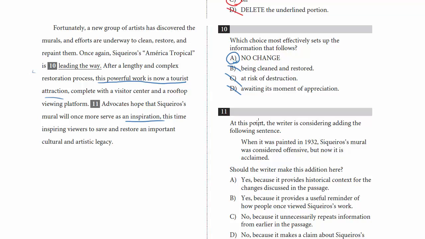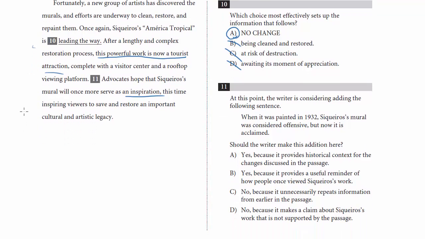It's a tourist attraction. So putting this, especially right in the middle of this discussion, doesn't seem like it's going to make any sense. Even though it's somewhat on topic, it's just ultimately redundant. It doesn't add anything new that we didn't understand by what we've read so far. So we'll get rid of the yeses.